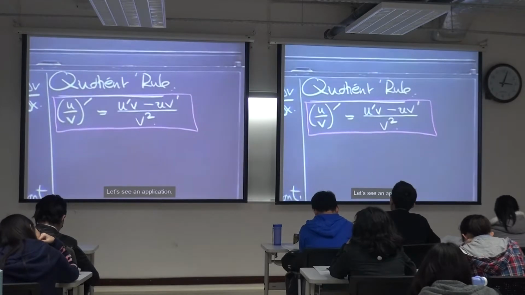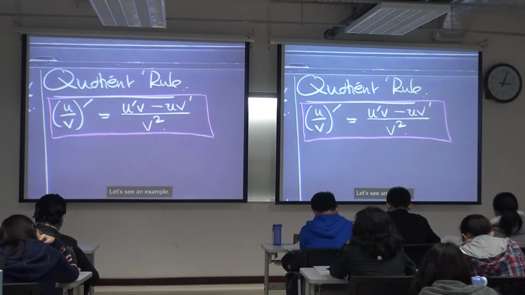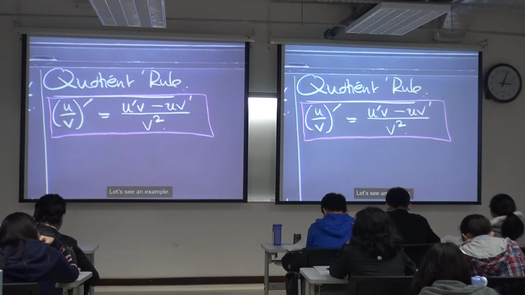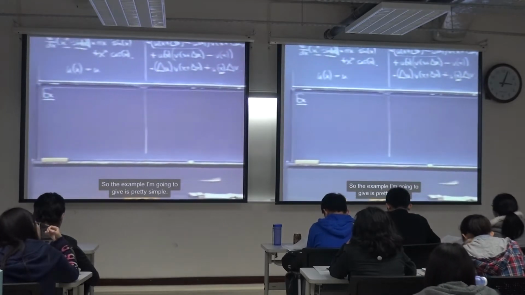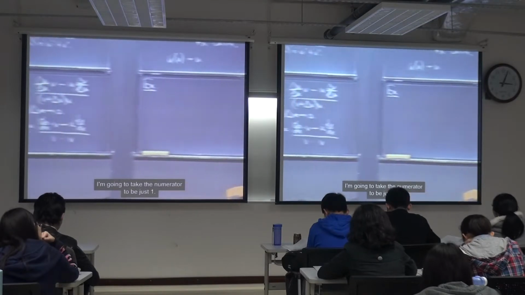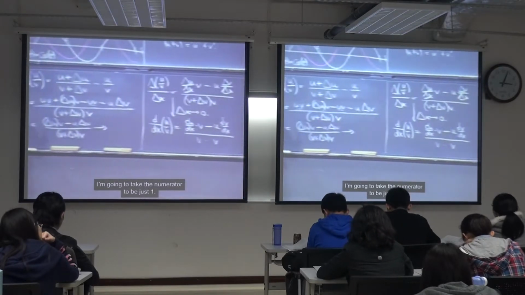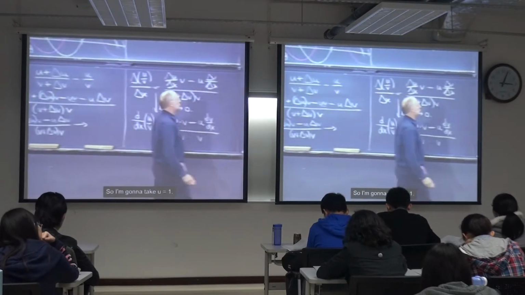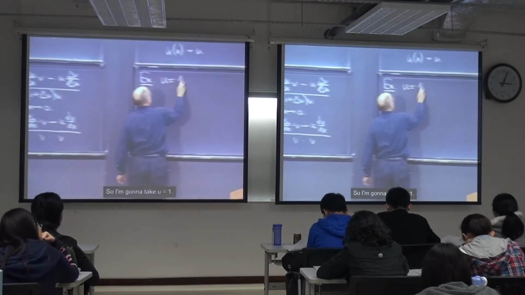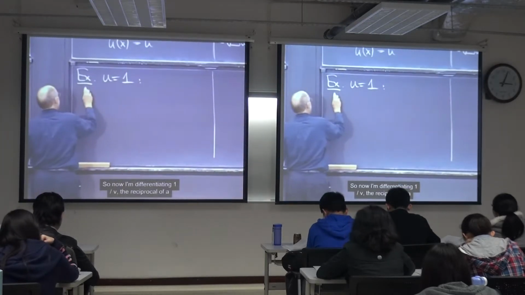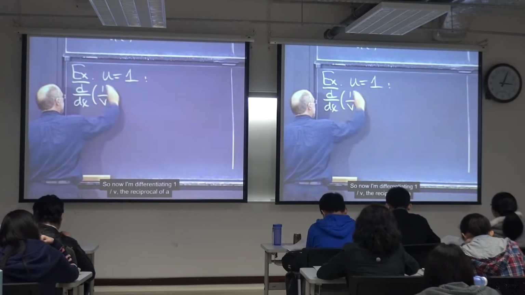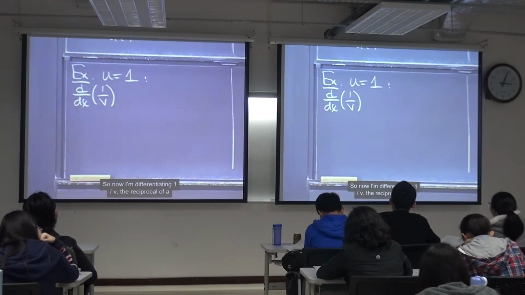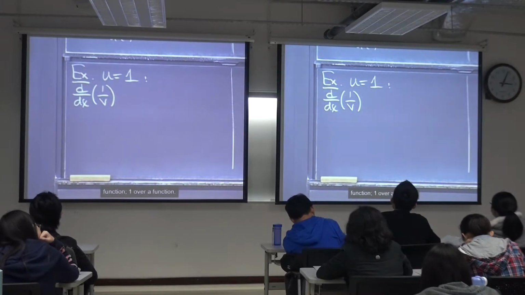Let's see an application. Let's see an example. The example I'm going to give is pretty simple. I'm going to take the numerator to be just 1, so I'm going to take u equals 1. So now I'm differentiating 1 over v, the reciprocal of a function, 1 over a function.